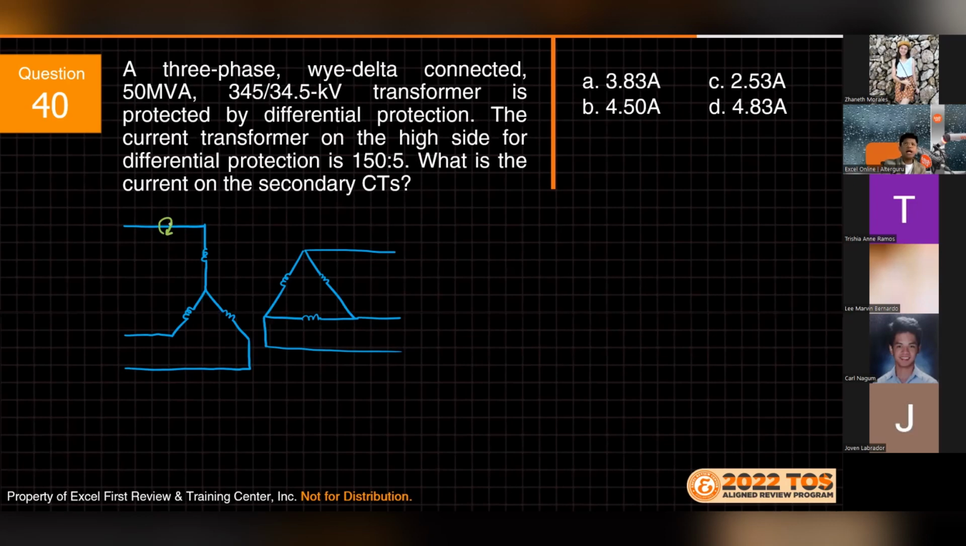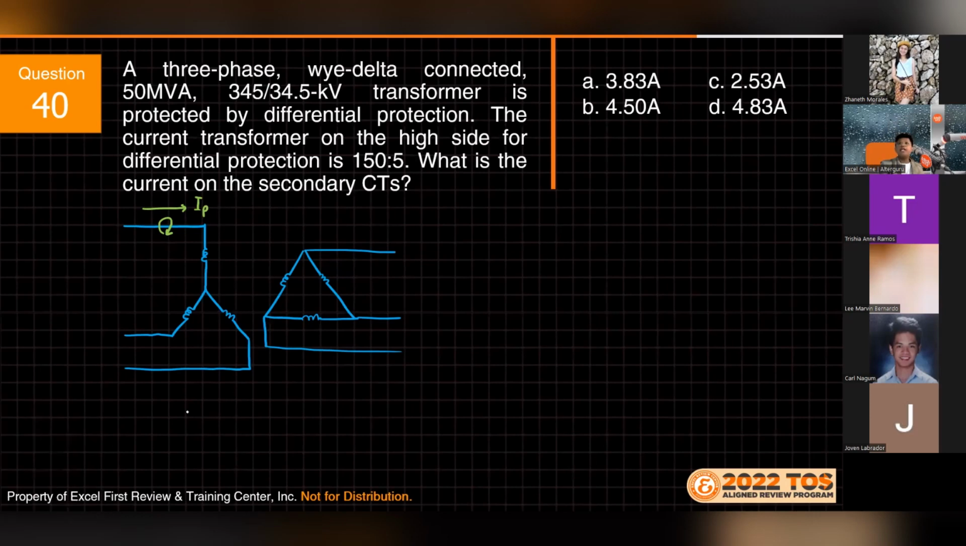So ibig sabihin, ang nakukuha niyang kuryente is your I primary. Okay lang po. Ang hinahanap niya, what is the current on the secondary transformers? Ibig sabihin, yung current that is in the secondary current transformers. Okay, sorry. Yan, hindi pala doon, no? So ngayon, ganito gagawin natin.